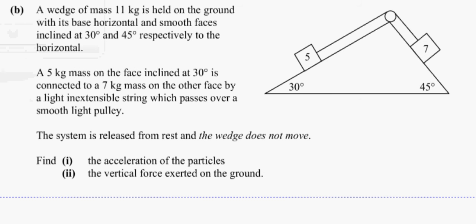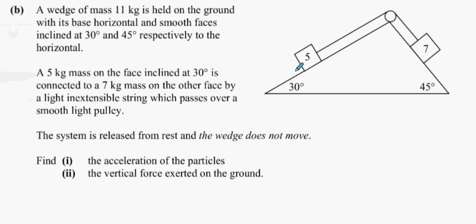A wedge of 11 kilograms is held on the ground with its base horizontal and smooth faces, so no friction, inclined at 30 degrees and 45 degrees respectively. The 5 kilogram mass is on the 30-degree angle, connected to the 7 kilogram mass on the other face by a light inextensible string over a smooth pulley. It is released from rest and the wedge does not move. Find the acceleration of the particles and the force exerted on the ground.